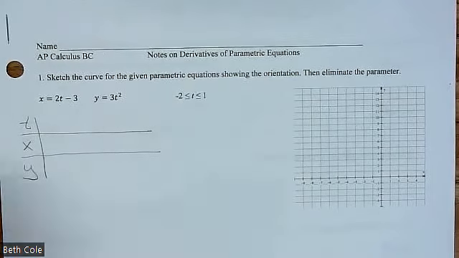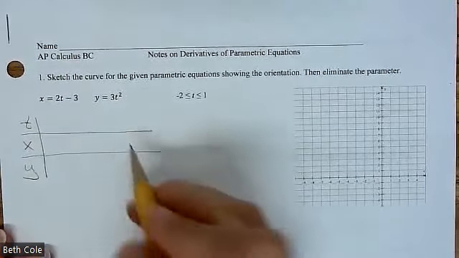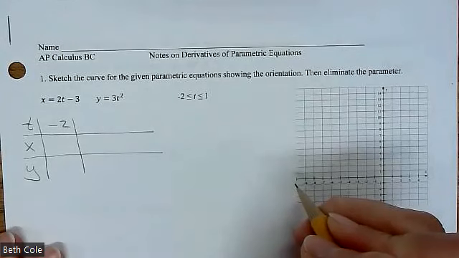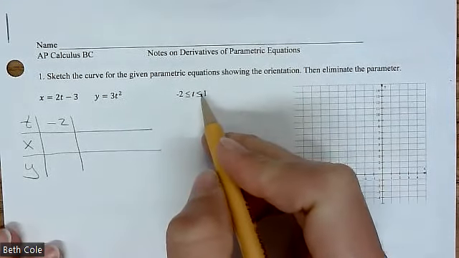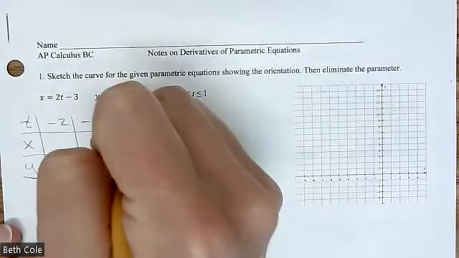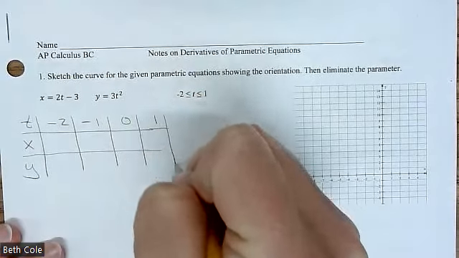Okay, so what numbers are we going to put in for t? Because usually that's given to you. -2. What else? Well, I'd like more than just that. -1, 0, 1.